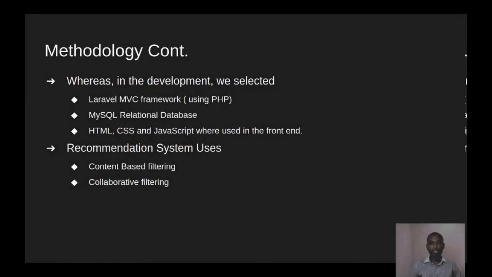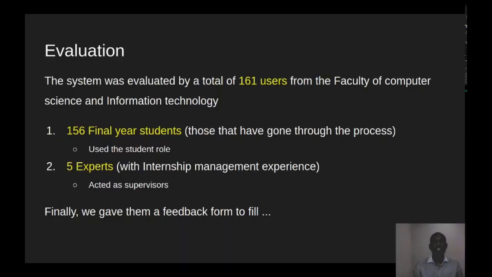preferences and likes. The system was evaluated by a total of 161 users from the Faculty of Computer Science and Information Technology. 156 of them were students from the final year level. That way, they have just completed their internship with a good understanding of the process. 5 of them are experts from various departments in the faculty. At the end, we gave them a form to fill as an evaluation.